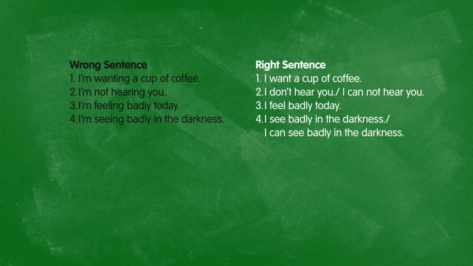So the wrong sentence, I'm wanting a cup of coffee, and the correct, I want a cup of coffee. Or another example, I'm not hearing you. In the second example, the correct example, I don't hear you, or I cannot hear you. The third example, I'm feeling badly today, or, correct, I feel badly today. Or the last example, I see badly in the darkness, or I can see badly in the darkness.